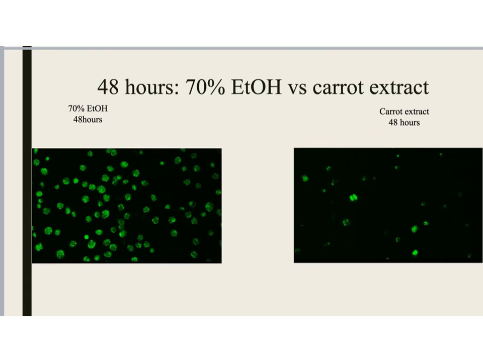Moving on, I wanted to show you the 70% ethanol versus my carrot extract, because in the ethanol you can see what the healthy cells look like. Yes, there are a few that maybe have apoptosis happening where they're shrinking up, but not nearly as many as my cells had in the carrot extract.